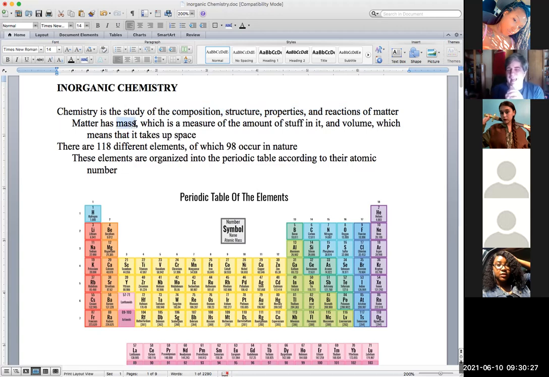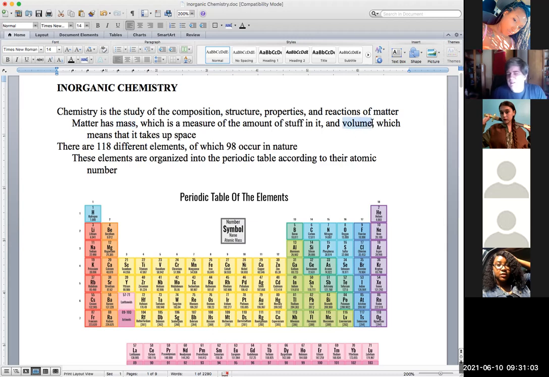Matter has mass. And mass, in a sense, is really a measure of the amount of stuff in the thing that we're looking at. So we could look at your mass, and that would be the amount of stuff in you. Now, from a chemical standpoint, when we say the amount of stuff, we're talking about the amount of atoms, the size of those atoms. So matter has mass, and you could think of mass as being like weight. It's a little bit different, but it's close enough. It gives us an idea what we're referring to.